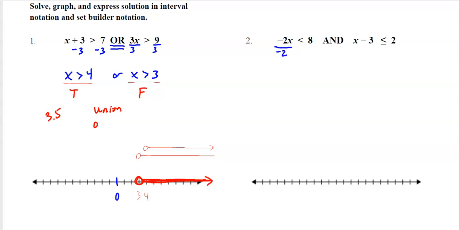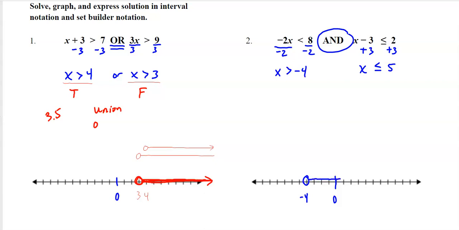Now I go to this other one, this and problem, and I divide it out. I divide by -2, divide by -2. Oh, we just divided by a negative, so flip your sign. And on this side, I add 3, and I get x is less than or equal to 5. Well, since this is an and problem, I've got to be bigger than -4. So let's start drawing this out. So 1, 2, 3, -4 is over here. So I'm greater than -4, so I'm heading this direction.